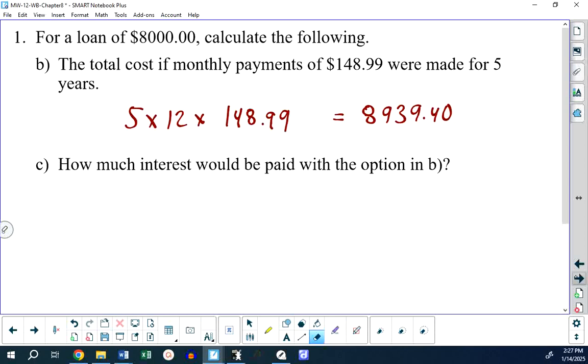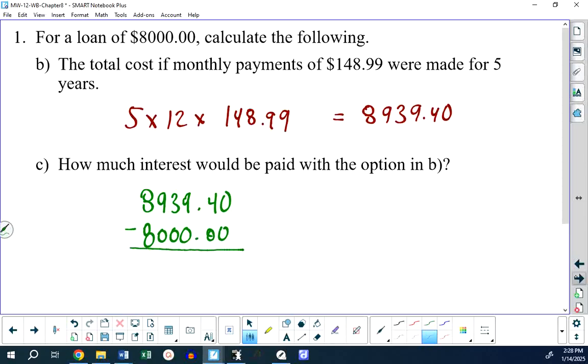How much interest would be paid? Well, we can take that 8939.4 and subtract. It was 8,000 he borrowed. So that works out to, and you can double check my math here, 939.40. You agree?